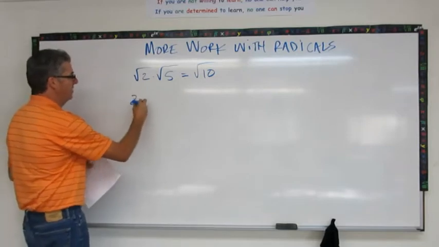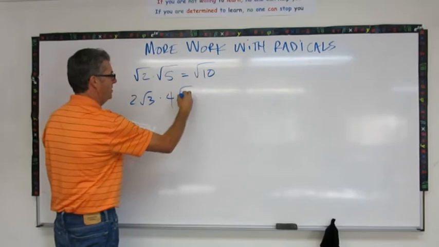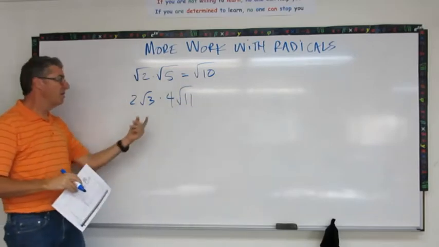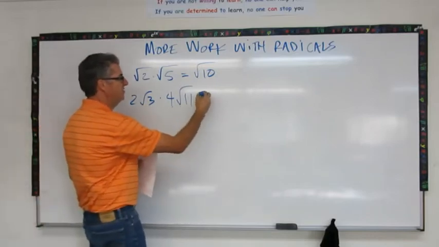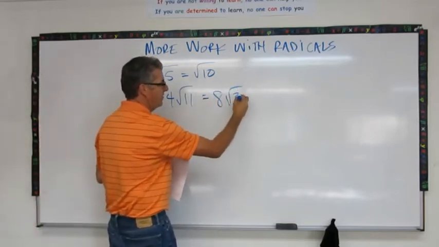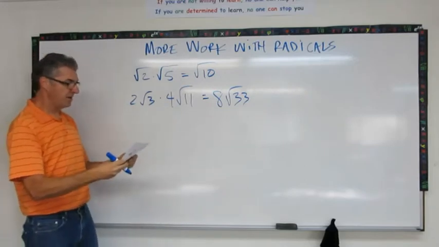How about this one? Now if you recall, we multiply our numbers times our numbers and our roots times our roots. So this would be 8 times root 33. What do you think? Let's do another one.